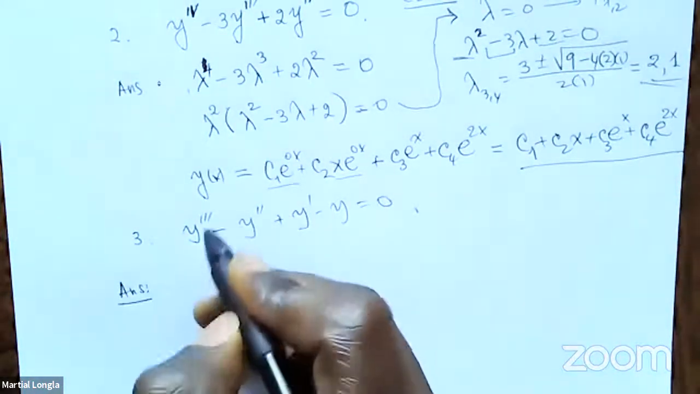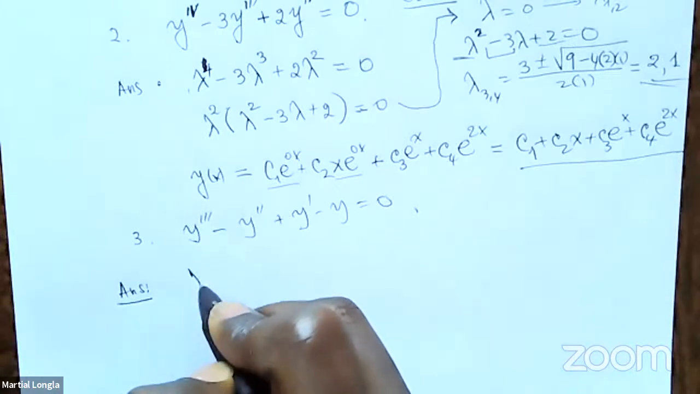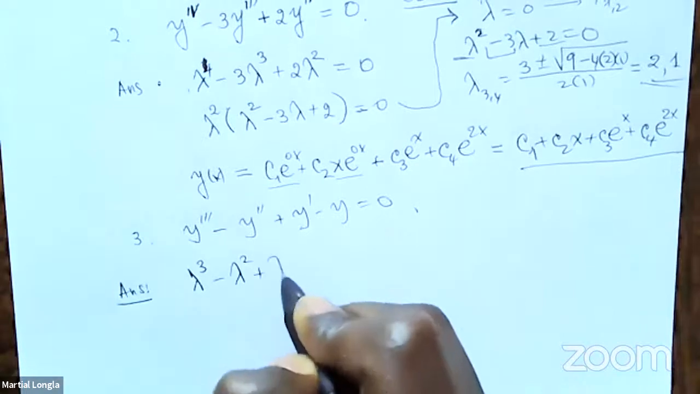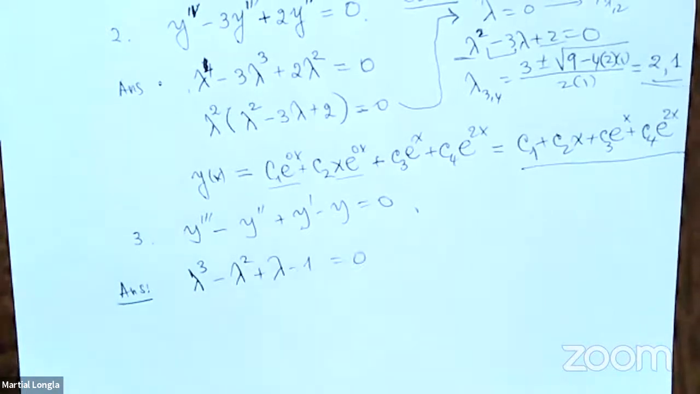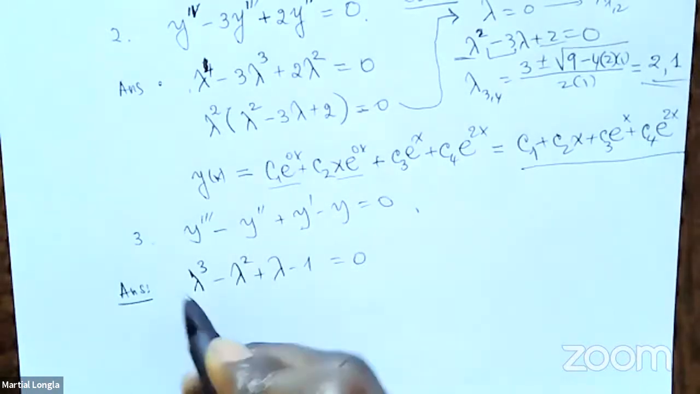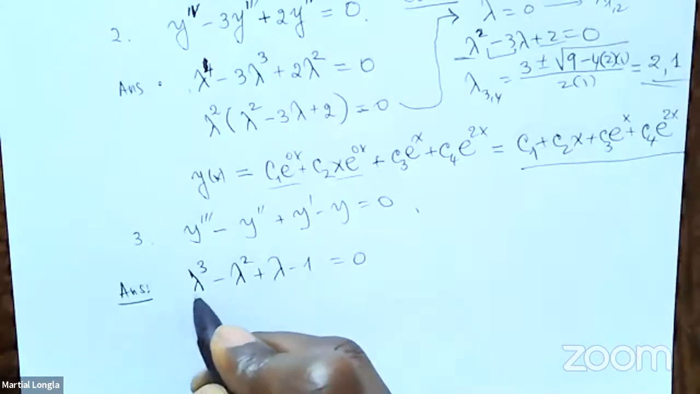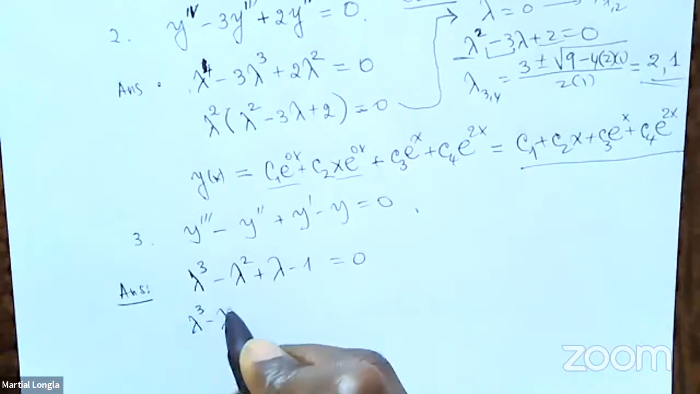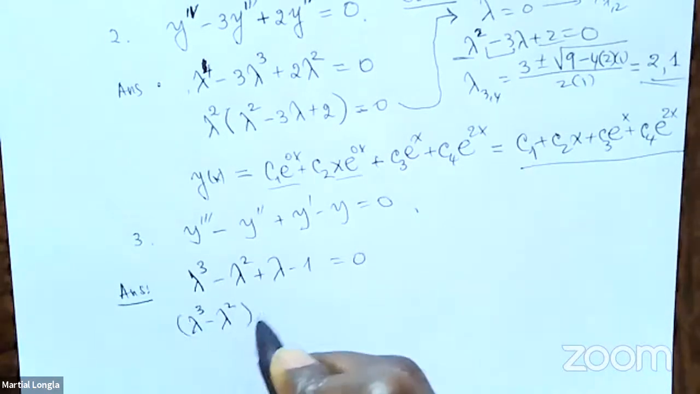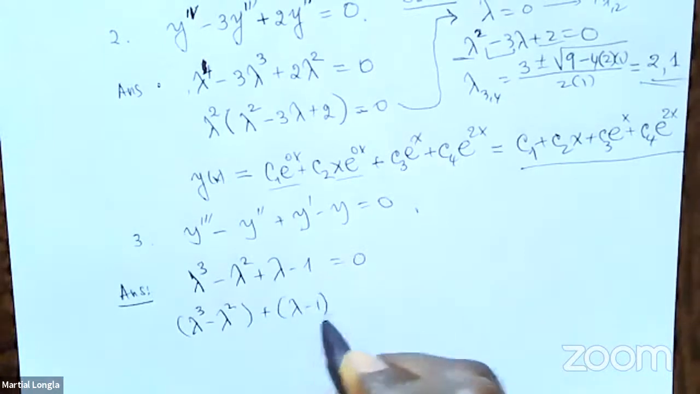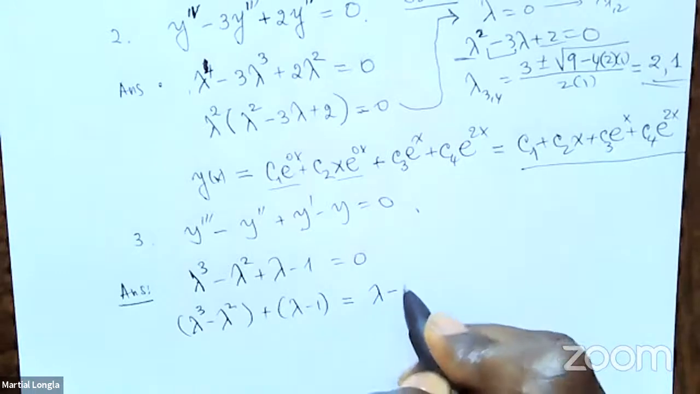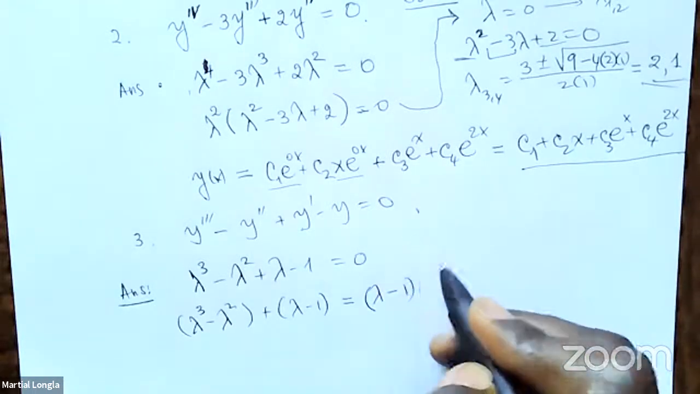Okay, so the first step would be to replace the y's with lambda, so you get lambda cubed minus lambda squared plus lambda minus 1 equals 0. Correct. And then the second step, you can factor, which I factored by grouping. So I grouped the lambda cubed minus lambda squared together and the lambda minus 1 together. And you can factor lambda squared out of the first one and a 1 out of the second one. So the factoring gives you lambda squared plus 1 times lambda minus 1 equals 0.